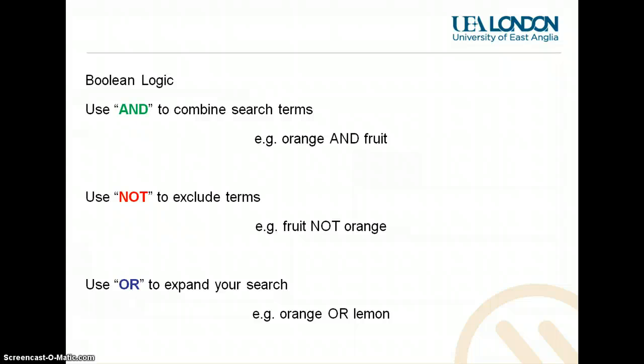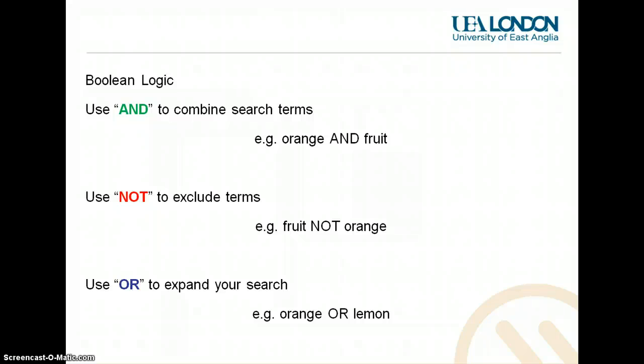Most databases and search engines allow the use of Boolean logic. This means using the terms and, or, and not to broaden your search to increase results, or to narrow your search or decrease results. If you have too many results, you can use the word and or not.